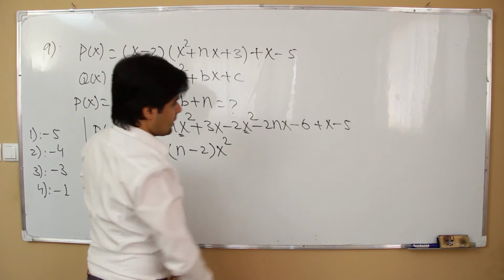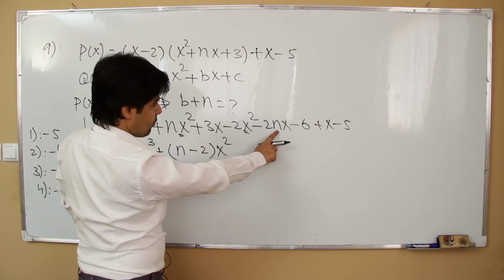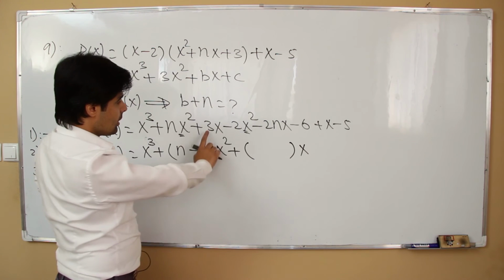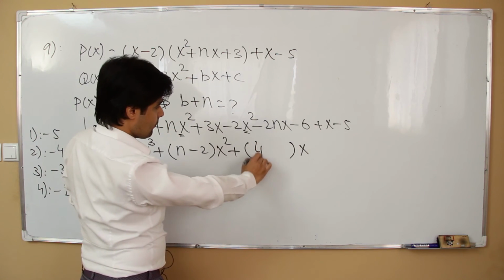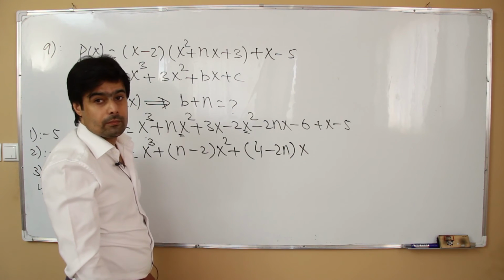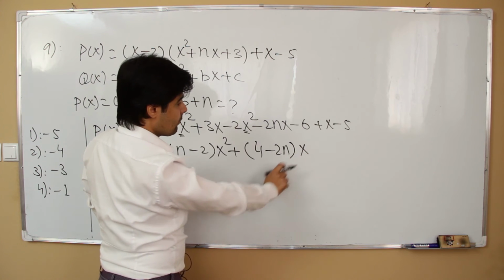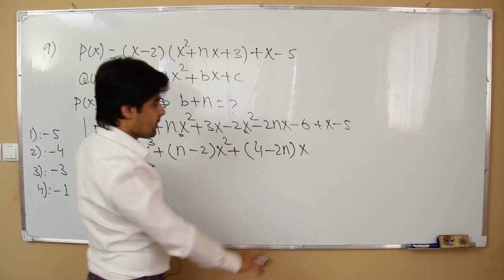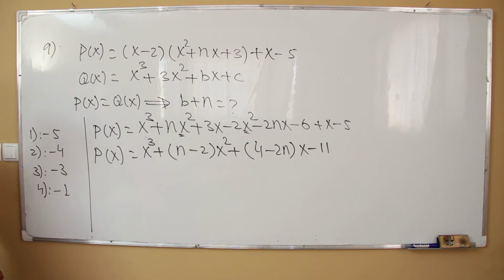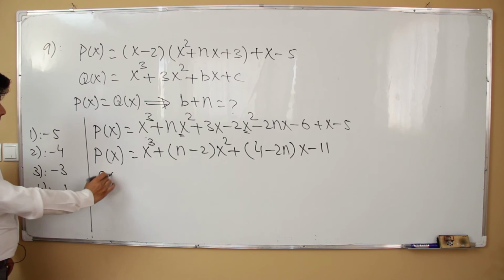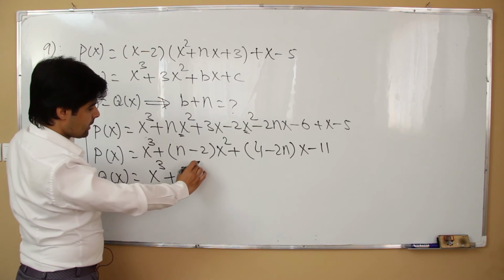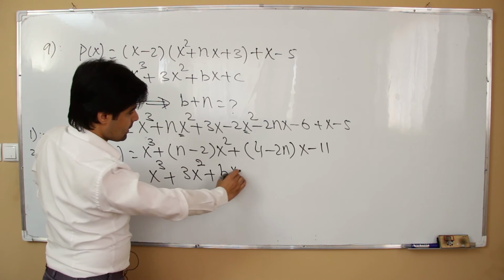3x plus this x, it's 4x, and we have one term here, so x is the factor. 3x with 1x, it's 4x, and minus 2n, the first degree of x. Am I right? And the constant numbers, minus 6 with minus 5, it's minus 11. Now we have simplified P(x). Now what's Q(x)? Q(x) is x³ + 3x² + bx + c.